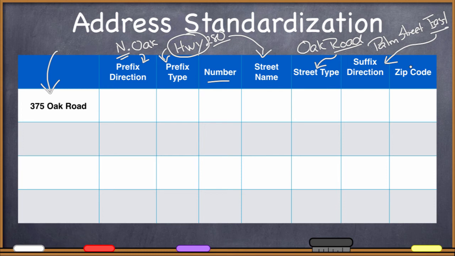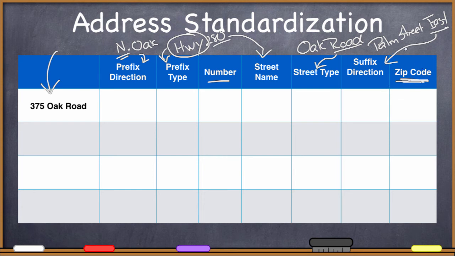Okay, so east would be the suffix direction. This isn't East Palm Street, this is Palm Street East, so we have a suffix direction in that case. And here we have the zip code as well. That one's pretty self-explanatory. I don't have the zip codes over here in the example, but if you have a zip code given as well, that's obviously a big help in locating a position. And so we've got a column over here for zip code as well.